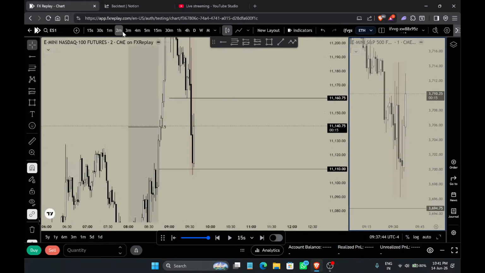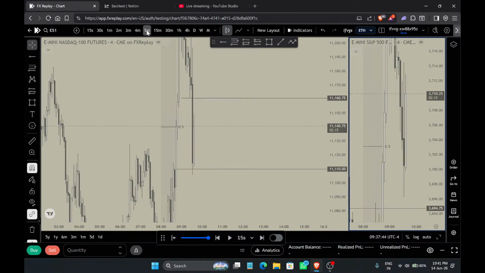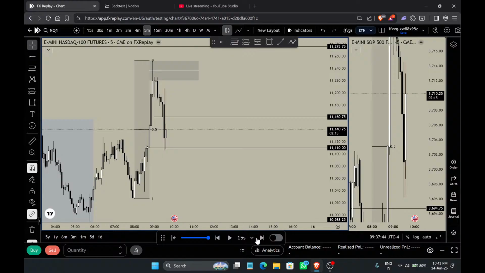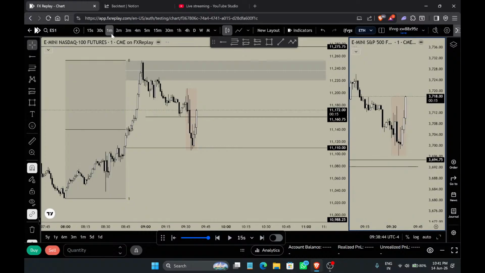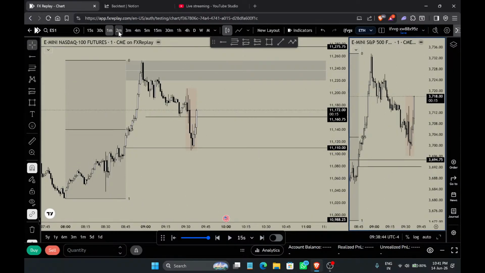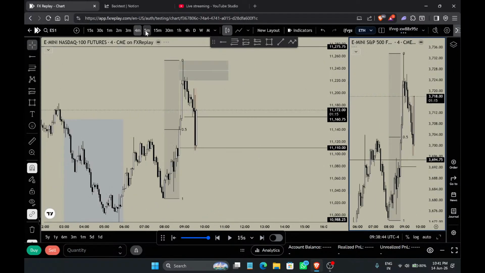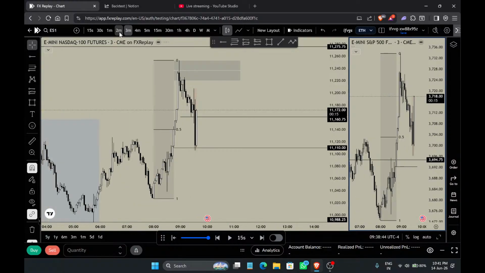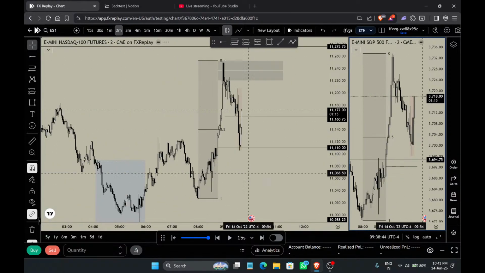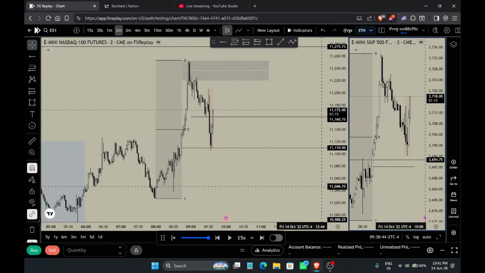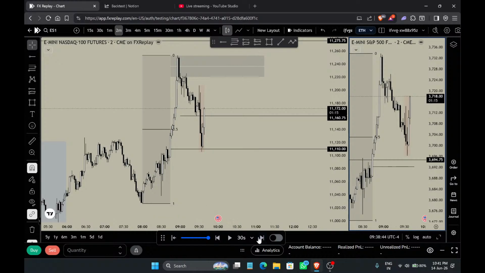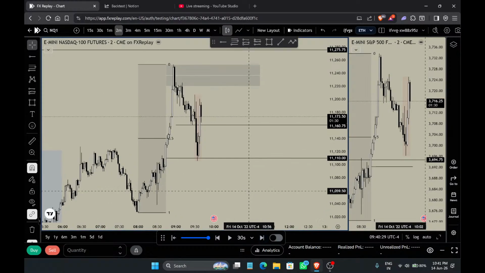And to take this, we need to wait for high time frame. We might miss this, to be honest. We might miss this move for sure. We can wait for this 2 minutes. We'll wait for 30 seconds to 1 second.